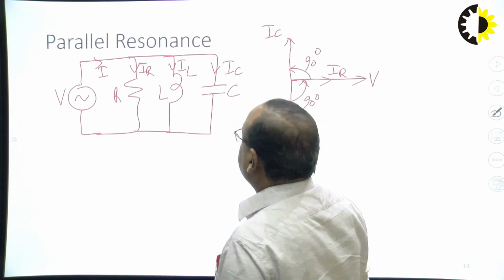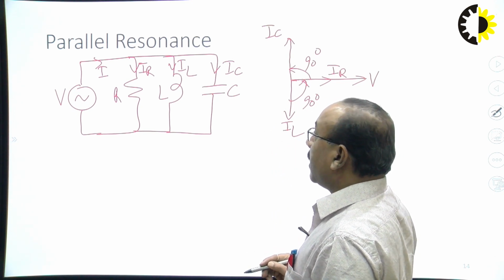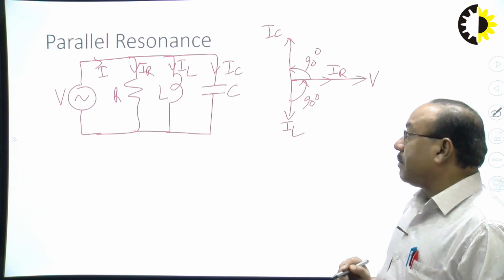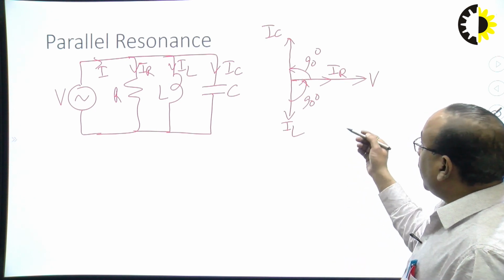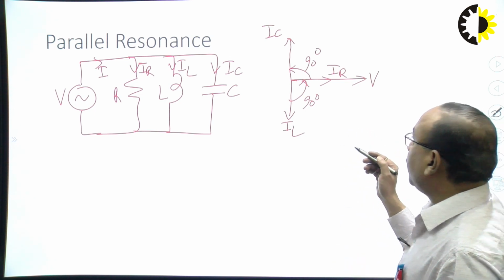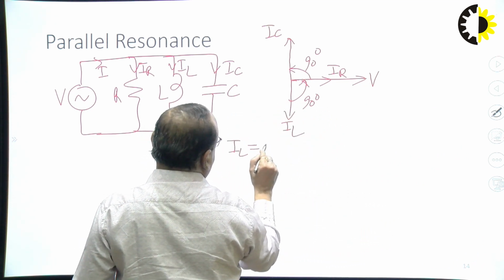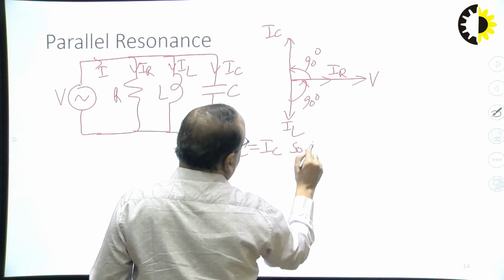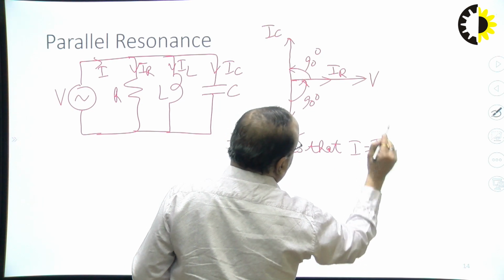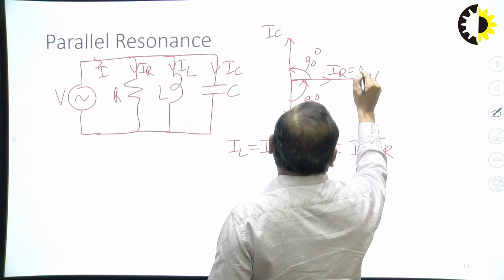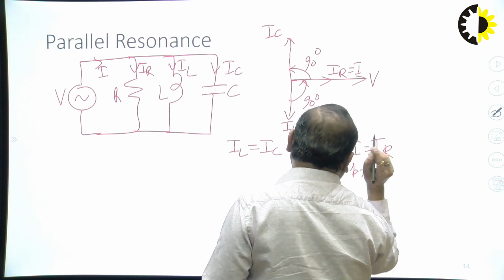Now for the resonance condition, we know supply voltage and supply current should be in the same phase, or the power factor must be 1 for resonance, either series resonance or parallel resonance. So here the supply current should be in the same phase with voltage. That means IL must be equal to IC, so that I will be equal to IR only, and it will be in phase with voltage, and due to it the power factor will be 1, and we will get the condition for parallel resonance.